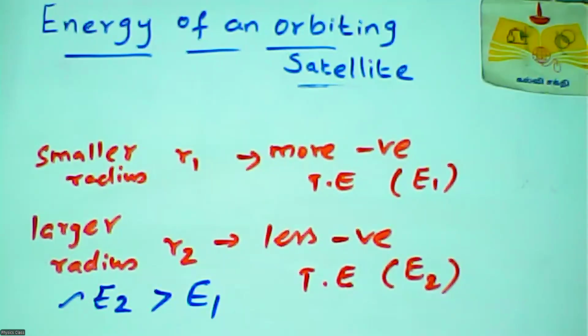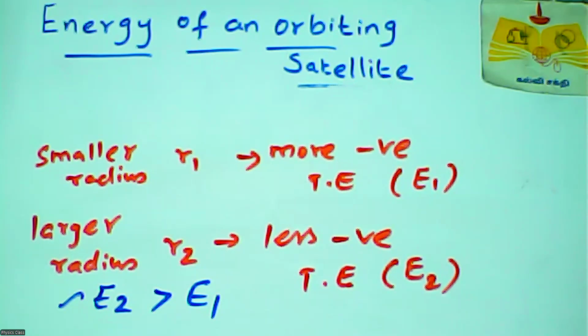Now it's your turn to ask questions. Any questions regarding today's topic? Any doubt? Can you explain to the class why the total energy of the orbiting satellite is negative? Any student? Or can anyone summarize the relationship between the kinetic energy and the potential energy of the satellite in a circular orbit? Okay, no problem.